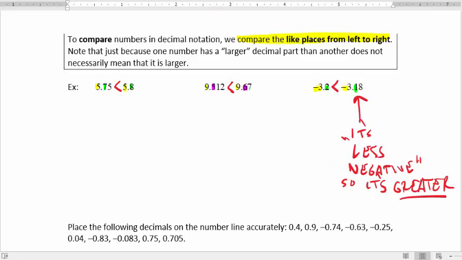But the idea, again, the key is to compare the like places from left to right. That's what you're doing. Because if you just looked at these, you would say, oh, hey, 512 is greater than 67. No, the 6 is greater than the 5, so that's greater. 75 is greater than 8, sure, but that 7 is actually less than that 8. So you've got to compare the like places.